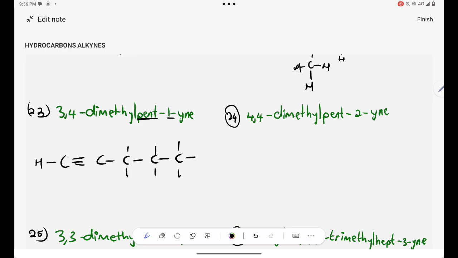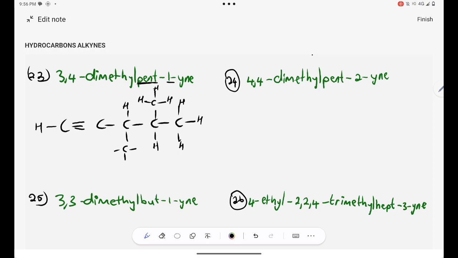Okay, and then I'm told that at carbon number 3 and 4, I have my methyls. So this is carbon number 3 and 4. All I have to do is to write down the hydrogens. That would be the structural formula.